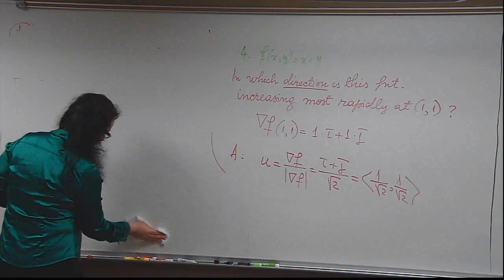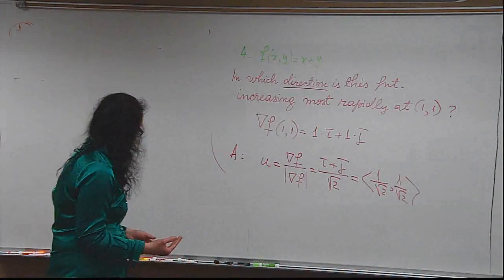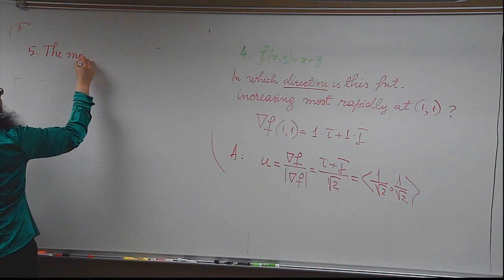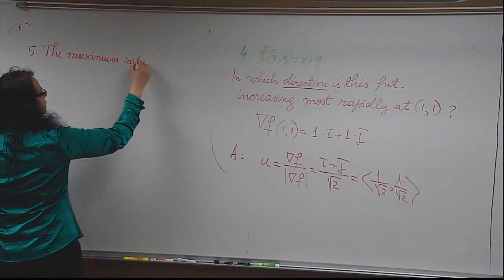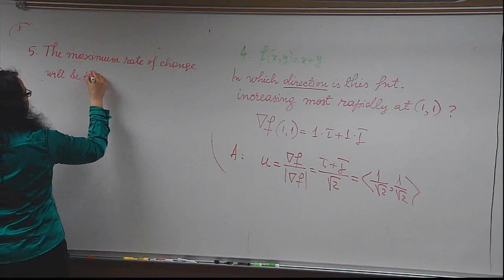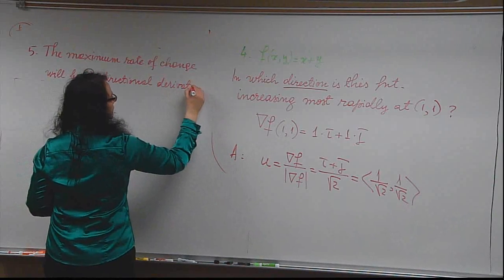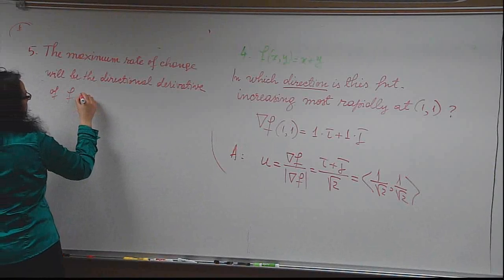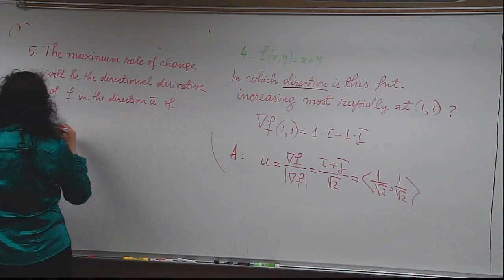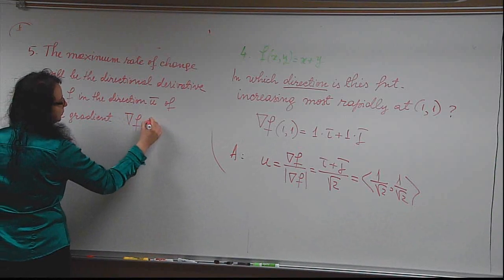So how do I justify my answer in this case? There is another theorem that says the maximum rate of change will be the directional derivative of f in the direction u of the gradient, nabla f at that point P.